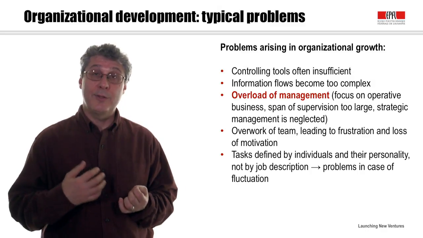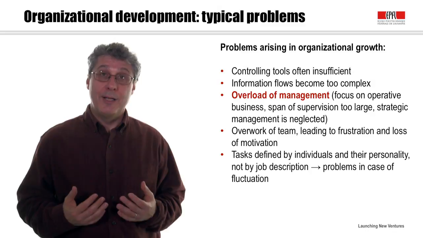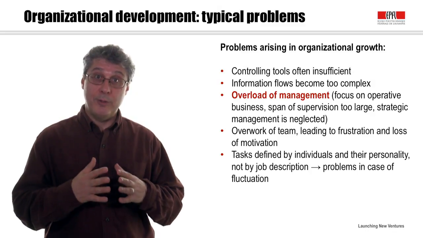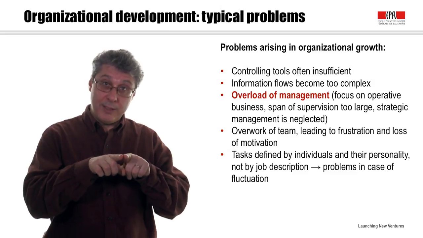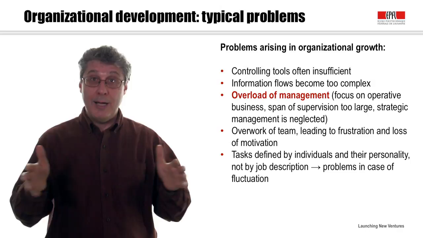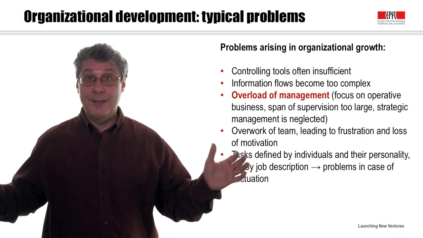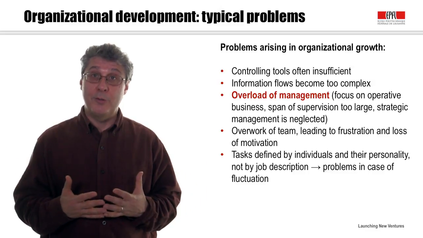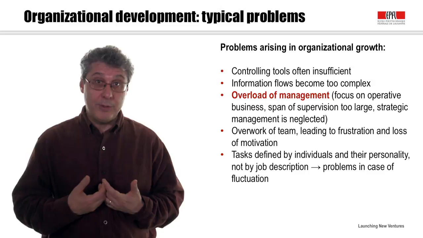Okay, and we say there's no time for running the business, focusing on operative business. The span of supervision is too large. In other words, a span of control is basically when one supervisor is in charge of multiple employees. That's the span, how many. And if that becomes too big because there are too many things going on at once, then it becomes very, very difficult to supervise. It can lead to a bottleneck when you're making decisions.